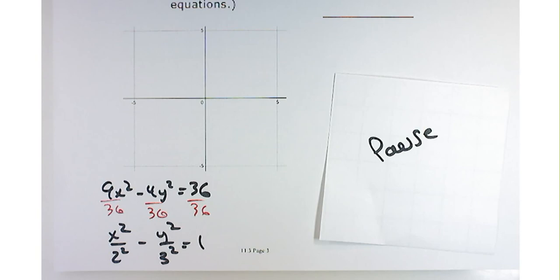So, let's see. In the x direction, 2, 2 in the x direction. How far in the y direction? 3. So 1, 2, 3. So those points mark the edges of our rectangle. Let's start with left 2, right 2, up 3, down 3, and draw a rectangle through those points.